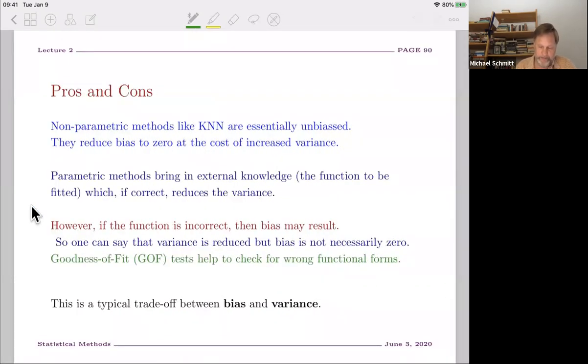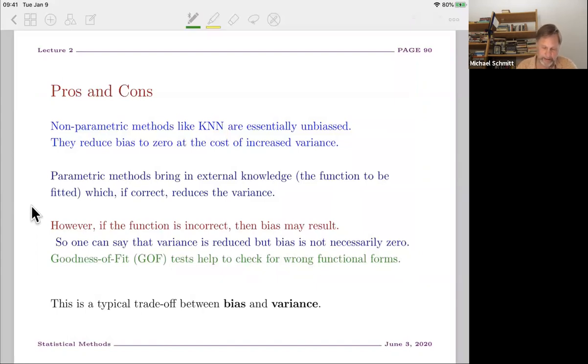Parametric methods have the advantage that they bring in external knowledge. Maybe you really know that it's an exponential or a linear function. If it's true, then you reduce the variance. But if it's incorrect, then your assumed function will bias the result, okay? You can sometimes use goodness of fit tests like we showed before to check for wrong functional forms, but not always.